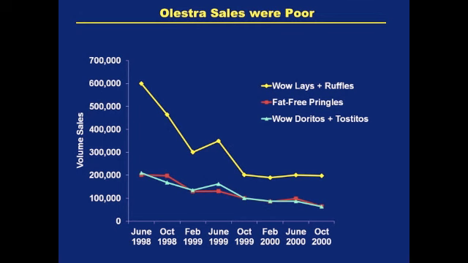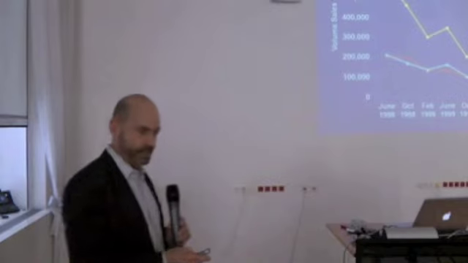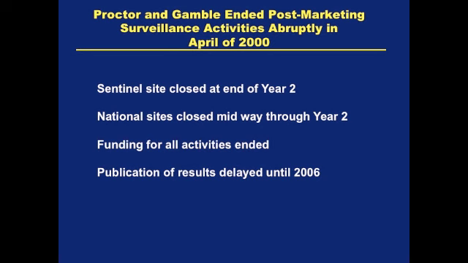Olestra sales were horrible. They started high when they were released, and then it didn't take very long until they tanked. My own feeling is because of the way they tasted and the way they were marketed, but perhaps P&G will tell you otherwise. And here's what happened. So P&G looked at those sales data and they said, we're done. Cease and desist. And so they abruptly stopped the study.